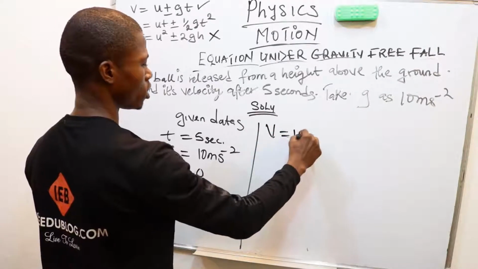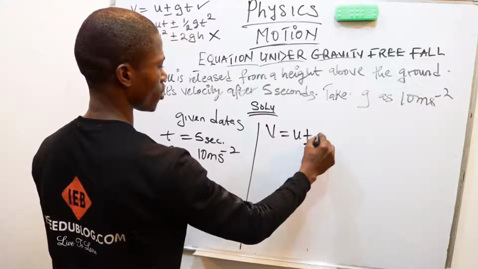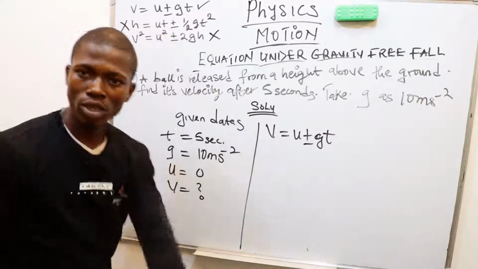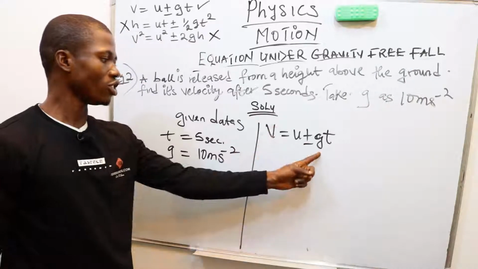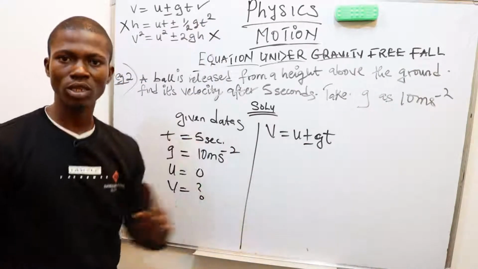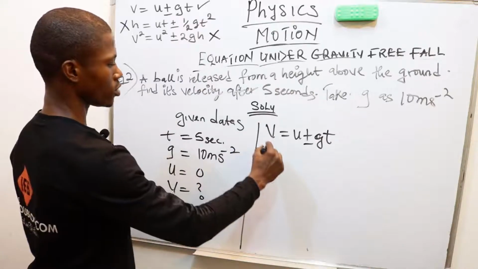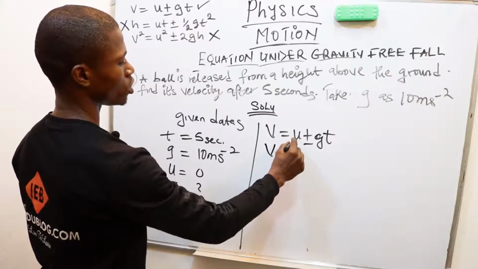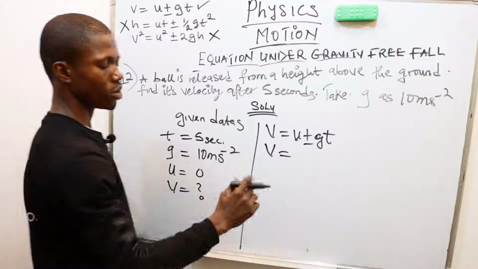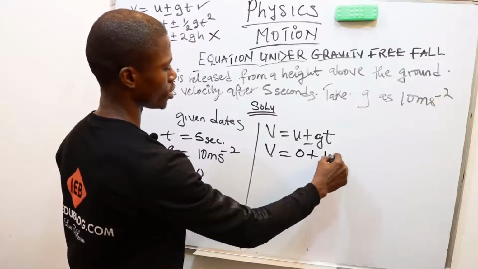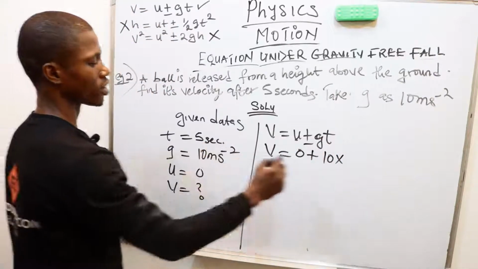This is V equals U plus or minus gt. The ball is falling down, so our g will be positive. If the ball is going up, our g will be negative. So our velocity is equal to U, which is our initial velocity, 0, since the ball is held in the hand, plus our g, which is 10, times our t, which is 5 seconds.